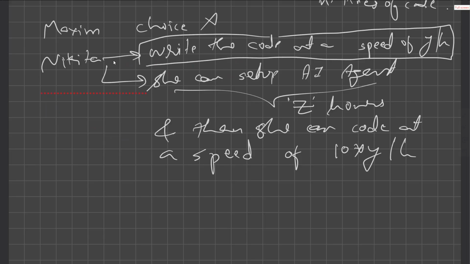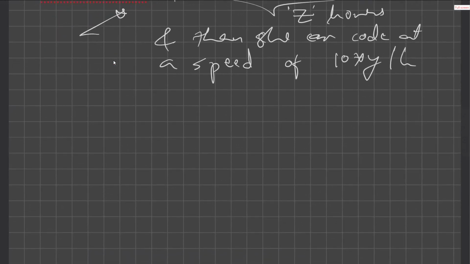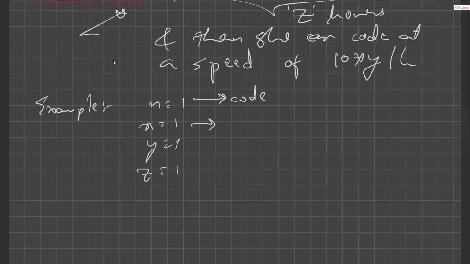Then what we can do is the second option we can take. Let's say she has been setting up the agent for ZRs, and then she is coding at a 10x speed. Okay, so first thing first, let's take an example. In the first example, we had n as 1, x as 1, y as 1, and z is also 1. It means we need to write one line of code.